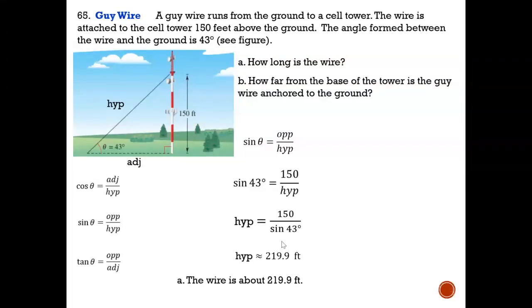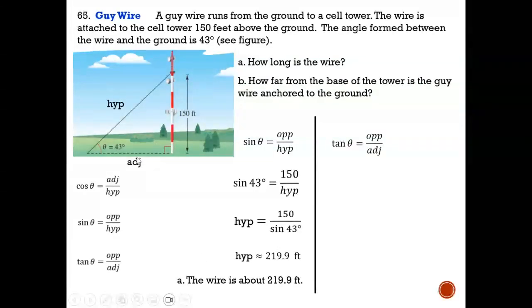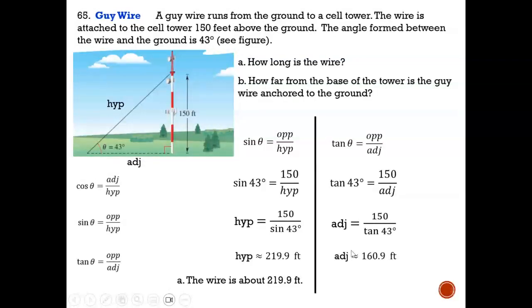Okay, now for part B, we're going to use a tangent because the tangent has opposite over adjacent. So tangent of 43 degrees equals 150 over adjacent. Now we're going to do the same thing as what we did here on the sine. So adjacent equals 150 divided by tangent of 43 degrees. Use your calculator, and you get something like 160.9 feet. That's the answer for B.